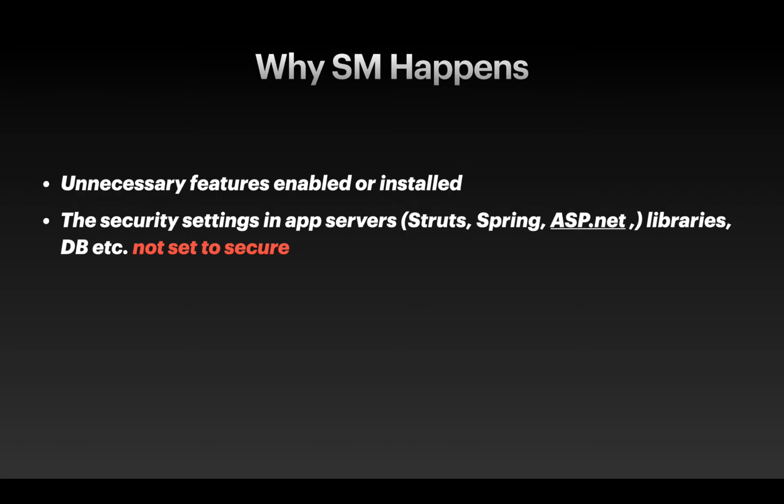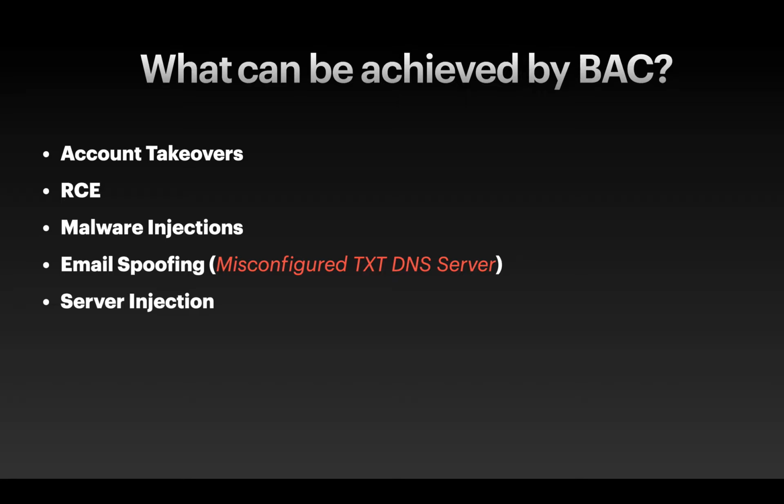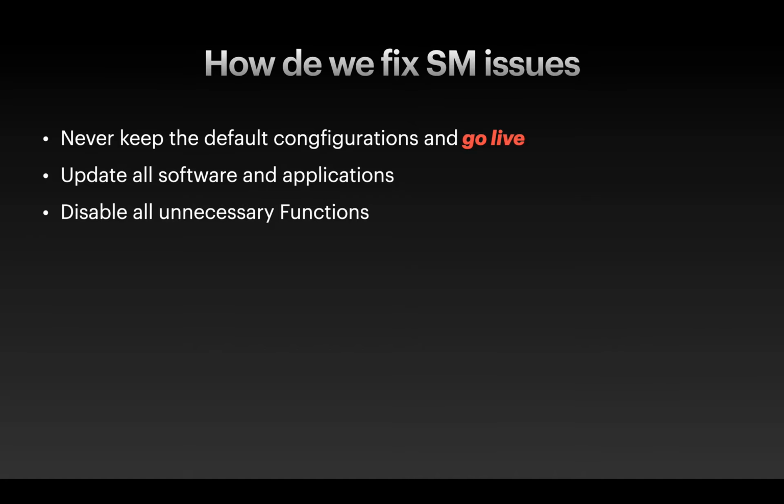The security settings in app servers like Struts, Spring, ASP.NET, any libraries or database, etc., are not set to secure and are kept at the default. Then it leads to security misconfig. So, what can be achieved by security misconfig? Account takeovers, remote code execution, malware injections, email spoofing, which can be achieved by misconfigured TXT and DNS records, also server-side injection. How do we fix security misconfiguration issues?